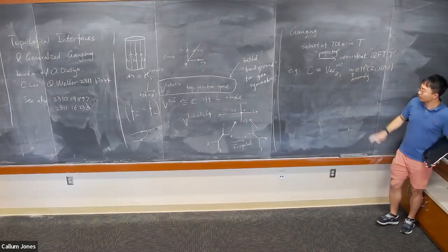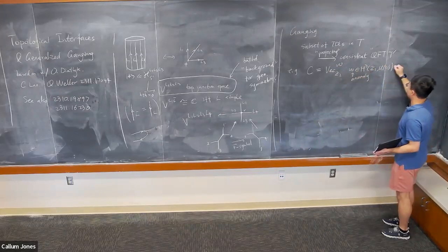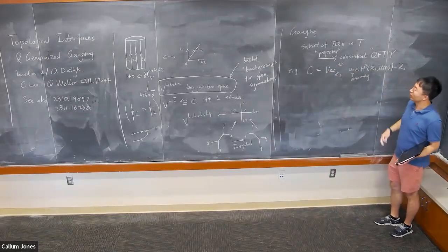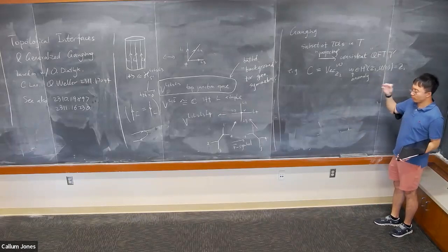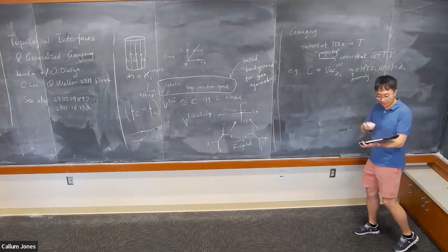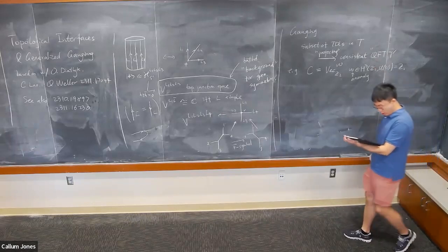In the sense that if this omega is Z2 valued, and if this omega is trivial, then we know it's consistent to gauge, and if omega is non-trivial, there's an obstruction to gauging, in the sense that you will not be able to get a consistent theory. So let's see that in motion.